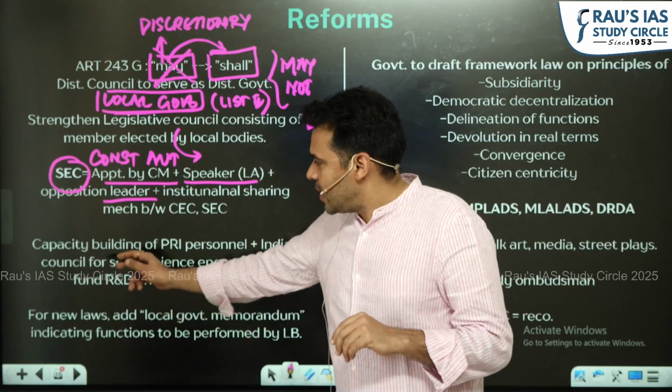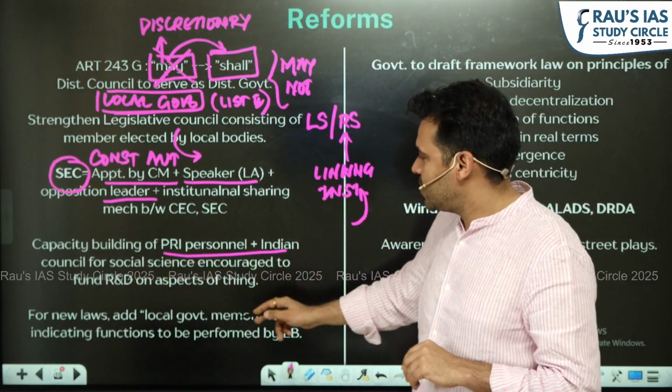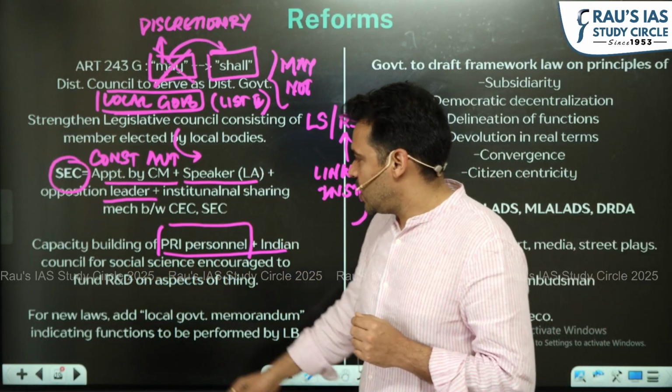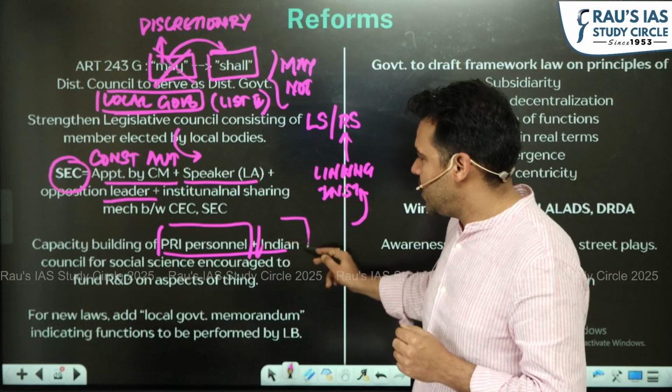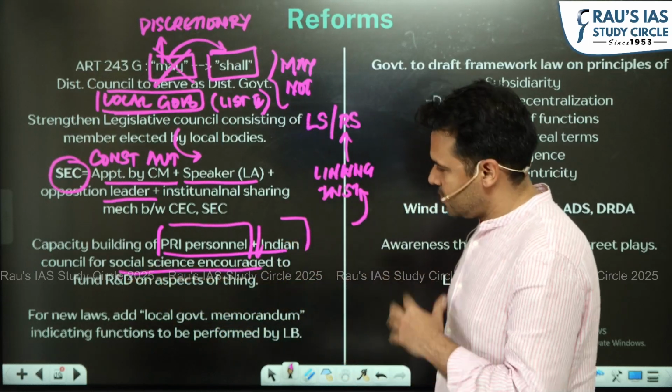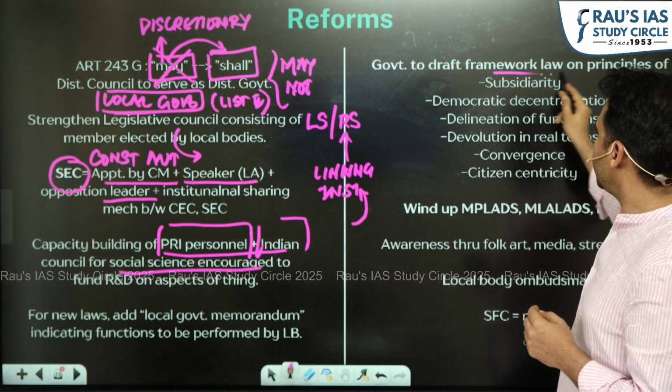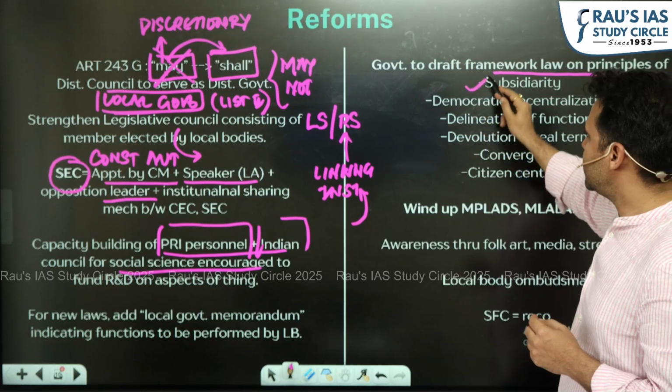At the same time, we have to focus upon capacity building of PRI personnel, the staff that is provided in their help and support. And so for that, it recommends the creation of Indian Council for Social Science. At the same time, the government should draft a framework law on principles of subsidiarity.